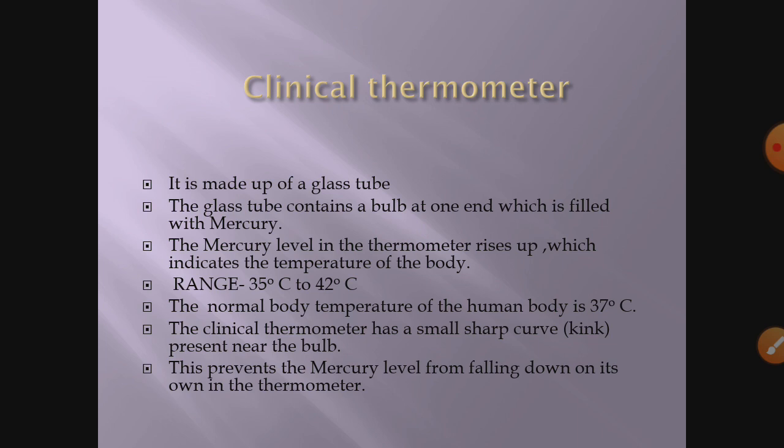The clinical thermometer has a kink, a sharp curve present near the bulb. What is the purpose behind the kink? It is simple: it prevents the mercury level from falling down on its own in the thermometer. It means that if somebody has taken the reading, it will not come down before the reading is noted. And if you want to reuse it, you have to give it a sharp jerk.